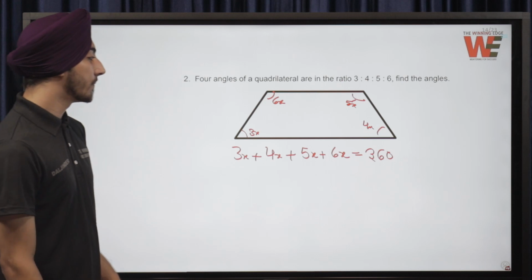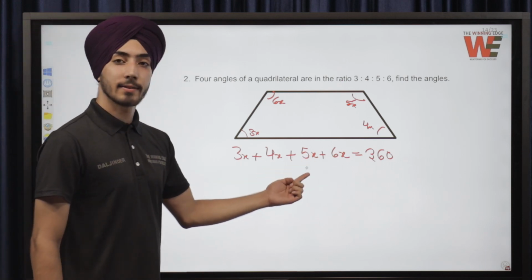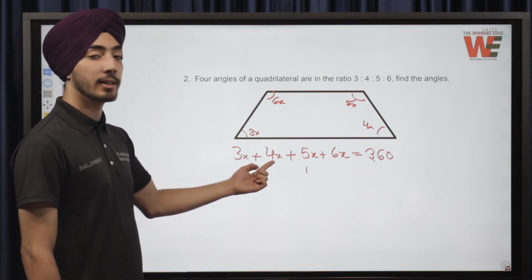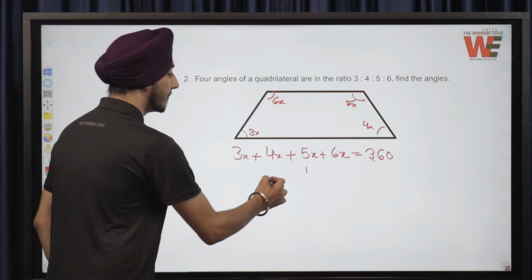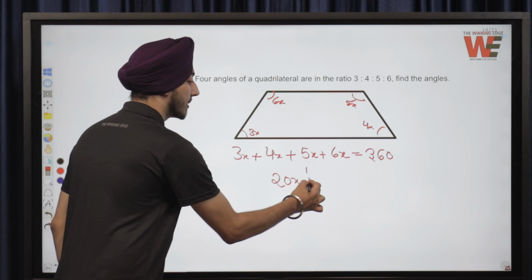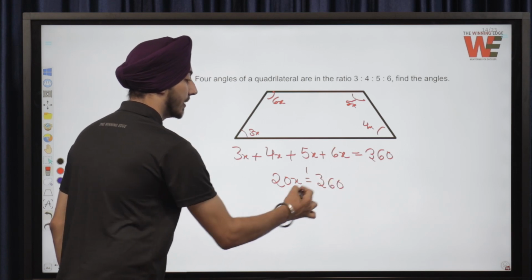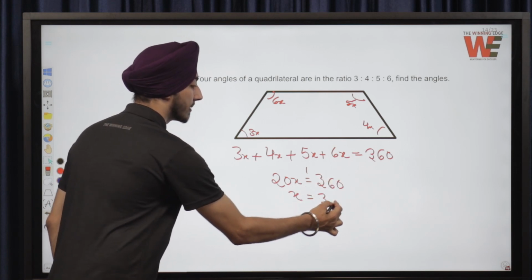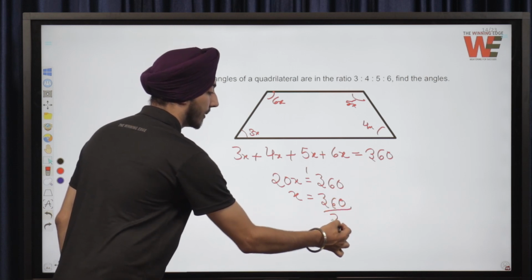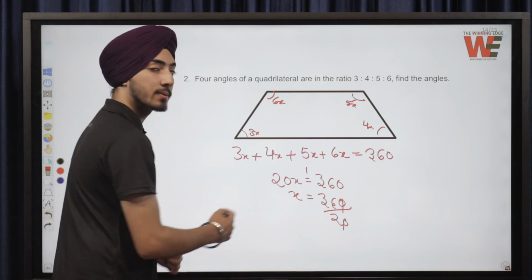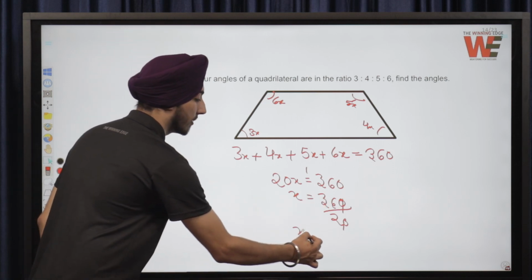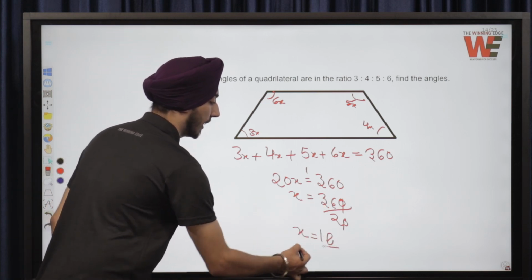Now let's add it up. 6 and 5 will give us 11. 11 plus 4 will give us 15. 15 plus 5 will give us 20. So this will become 20x equals 360 degrees. x will be equal to what? 360 upon 20. 0 and 0 will get cancelled. 36 by 2 will give us x value equal to 18.